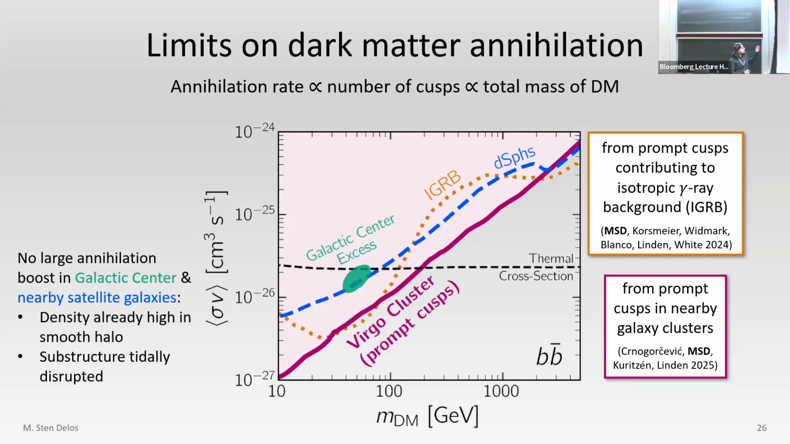Now, I should point out that prompt cusps don't significantly boost the annihilation rate from dwarf galaxies because they're already very dense just from the smooth halo. And also because that high density means that you're going to disrupt cusps more. And it's a similar story with the galactic center, actually even more important because you have so many stars there that you'd have almost no cusps survive.